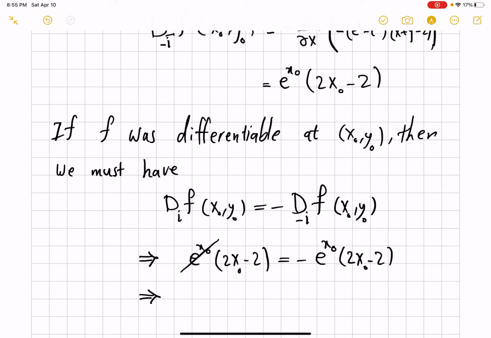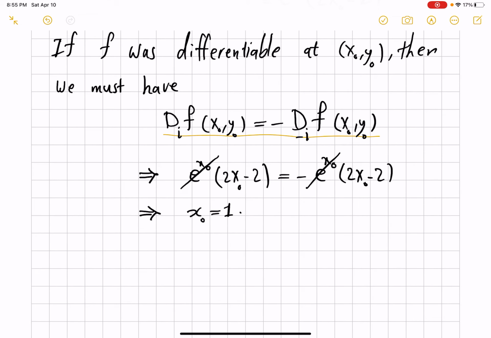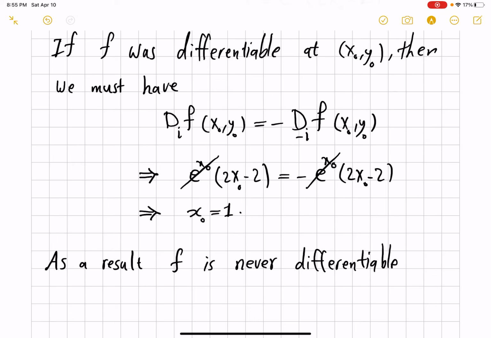This is never 0, so I can cancel it out. And that means x0 must be equal to 1. So does this say that at 1, 1 I have a derivative? No, it just says 1, 1 is the only point from the diagonal that still has some chance. So as a result, f is never differentiable at x0, x0 if x0 is other than 1. Right? So just by considering partials.